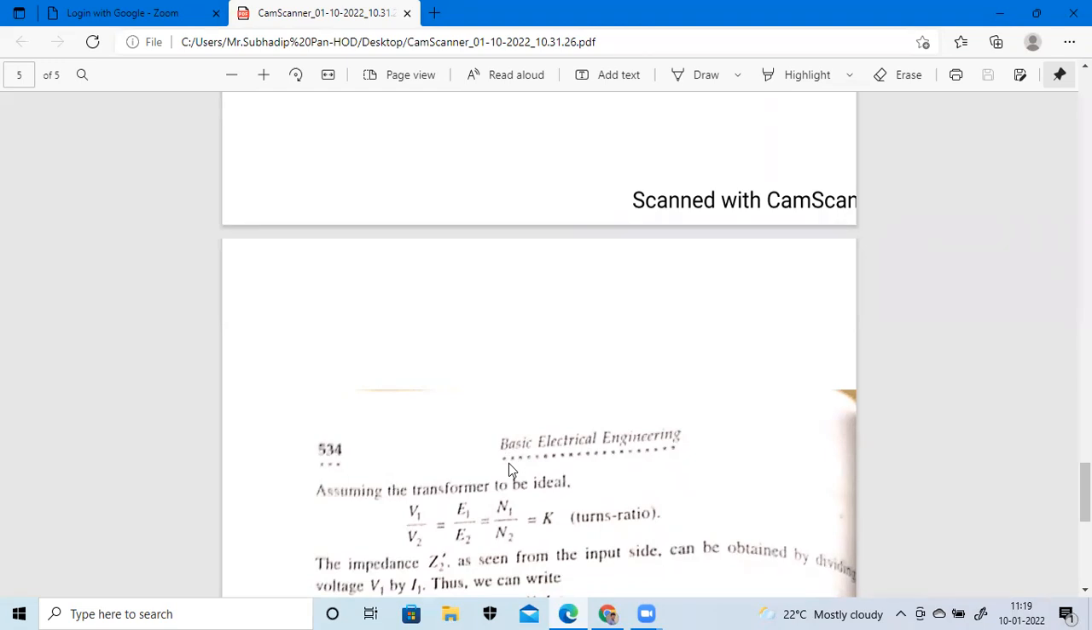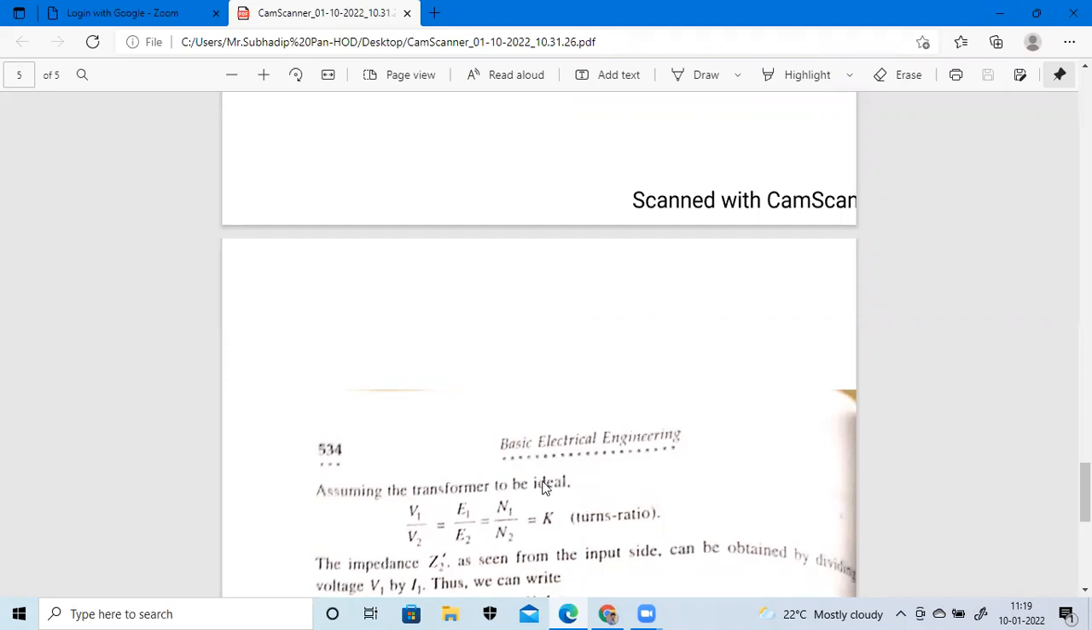So winding resistance is 0. Winding resistance is almost negligible, that means near to 0. So no drop takes place from the supply to the EMF induced in the primary coil. That's why we can write here that the supply voltage RMS value is almost equal to the EMF induced in the primary coil. Okay, it's clear.